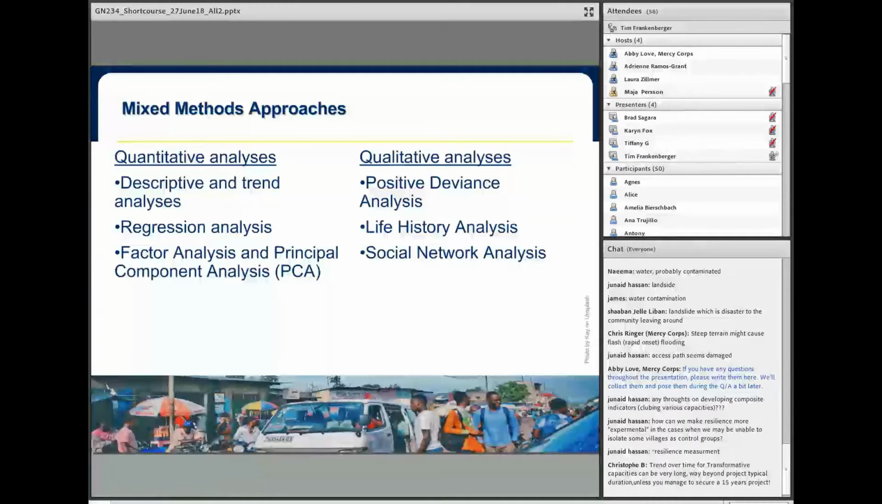Life history also allows us to determine why some households backslide into poverty and others don't. What is it about their history that allowed them to maintain their resilience in the face of these shocks and stresses? And then finally, because social capital is so important in managing shocks and stresses, we want to do social network analysis to see how people are connected and what kinds of factors influence those connections.